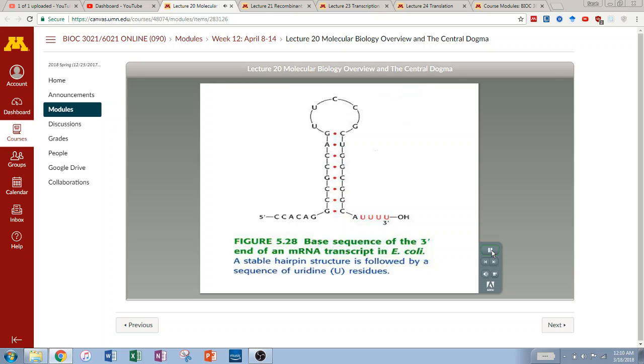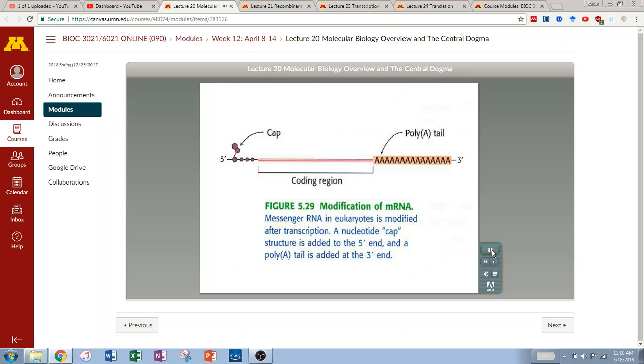In E. coli, a stable hairpin followed by a sequence of U's leads to dissociation of the RNA from the template strand. In eukaryotes, messenger RNAs are synthesized in the nucleus and then transported out into the cytosol where protein synthesis takes place. The messenger RNAs are modified in the nucleus before being exported. A nucleotide cap is added to the 5' end and a poly A tail is added to the 3' end.